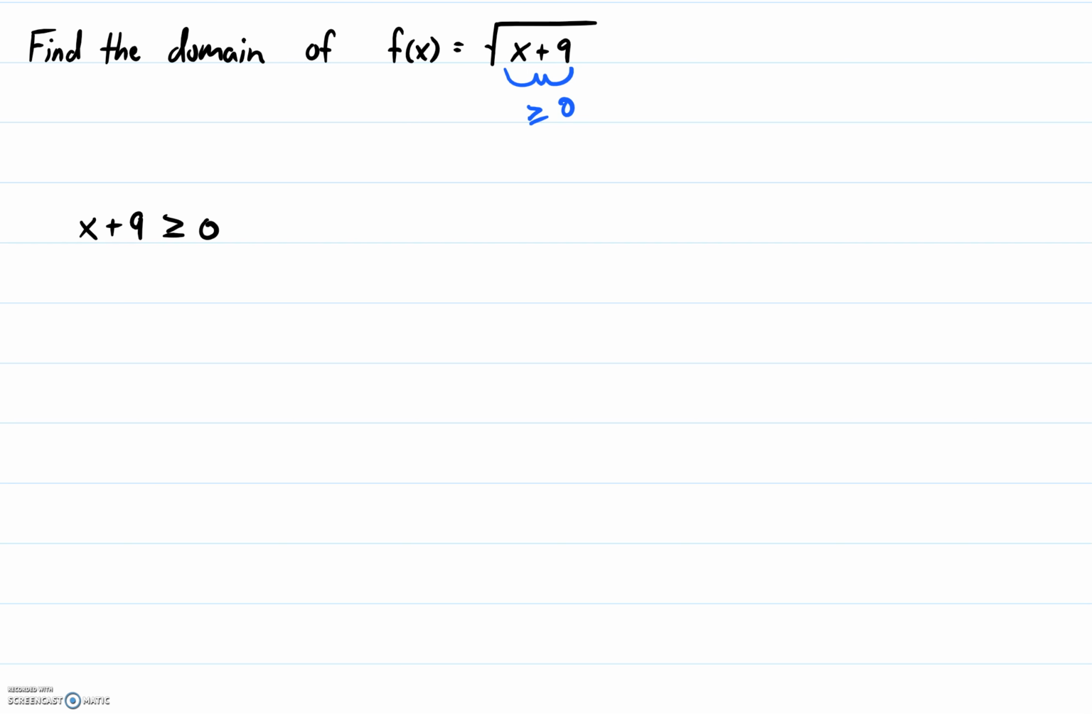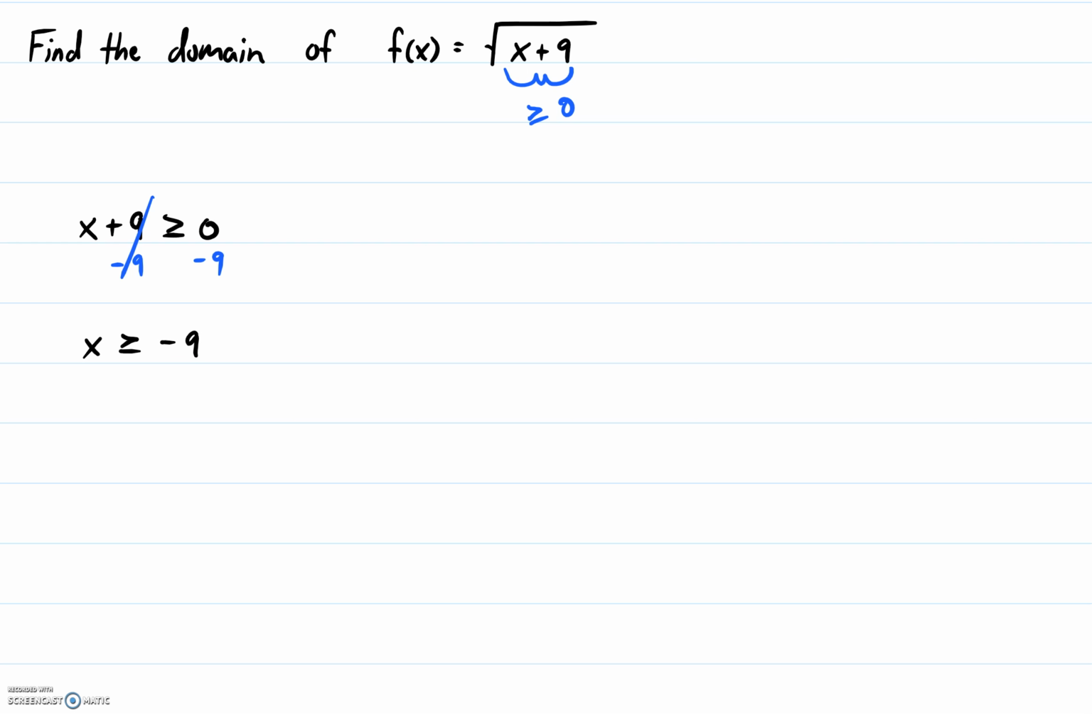Now we have an inequality, and we want to isolate the x on one side of this inequality. So to do so, we're just going to subtract 9 from both sides. It's going to cancel out the 9 on the left-hand side, and we're going to get x is greater than or equal to negative 9. And that's it. That's going to be our solution set.